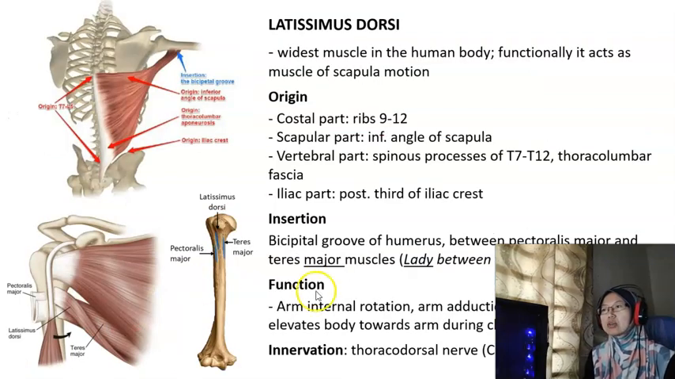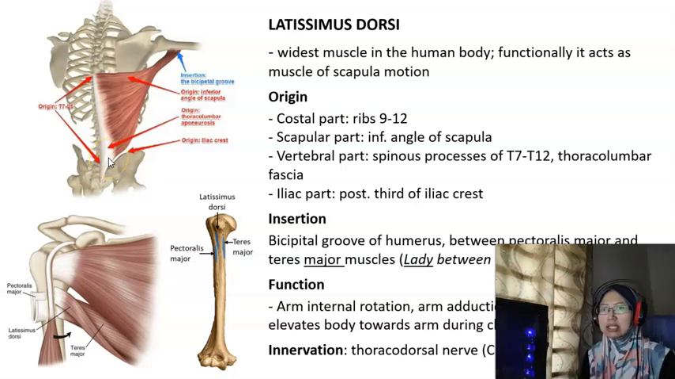Okay, for latissimus dorsi. Latissimus dorsi is the widest muscle in the body. Look at its origin: there is a costal part, a scapular part, a vertebral part, and an iliac part. This is the largest muscle, right?